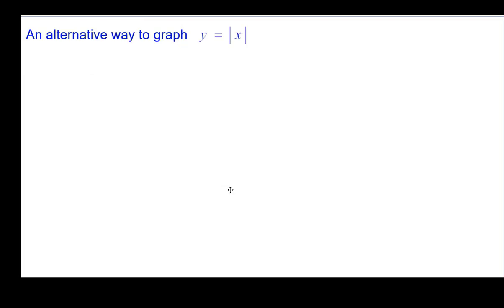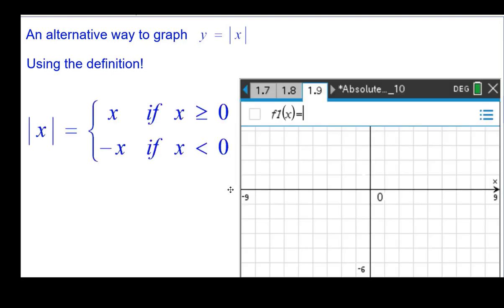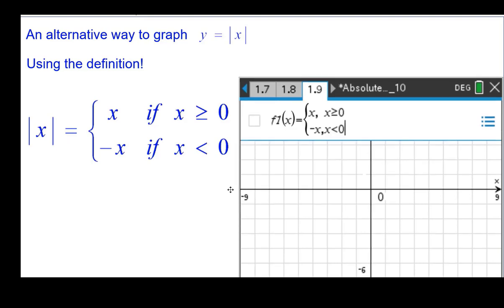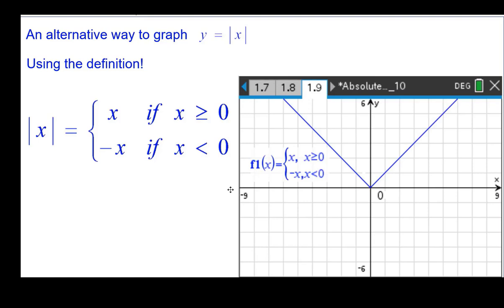An alternative way to graph it, I'm going to use technology here to illustrate this, is to go back and use the definition. And you recall the absolute value of x is equal to x if it's positive or 0, opposite of x if it's negative. So we're going to type that in as a piecewise function into f1 of x and go ahead and graph it. And what you'll notice here is this is graphing the line y equals x on this side and y equals the opposite of x on this side.